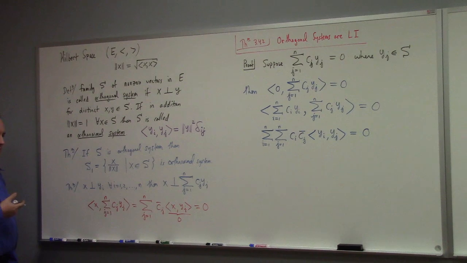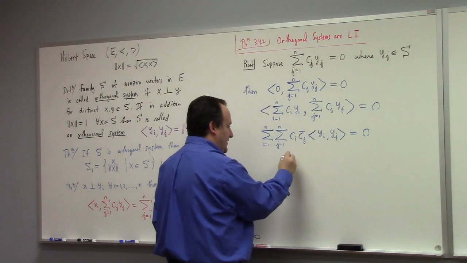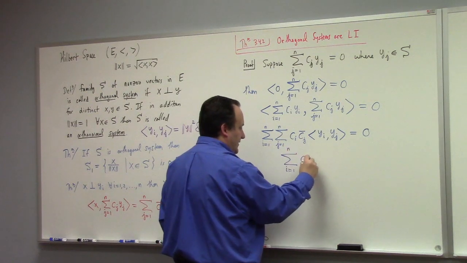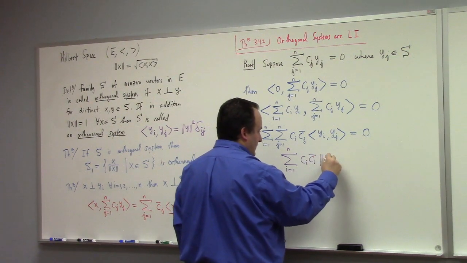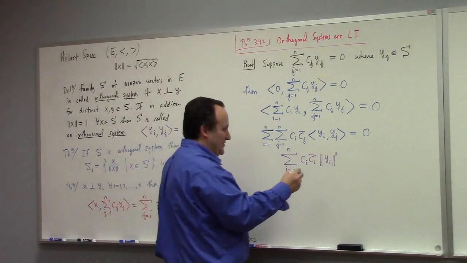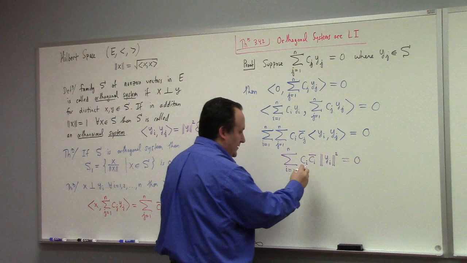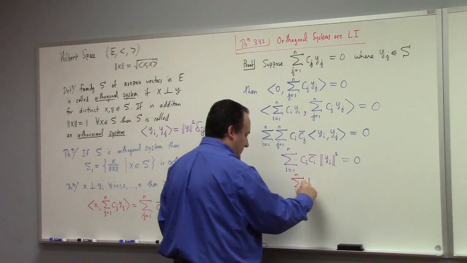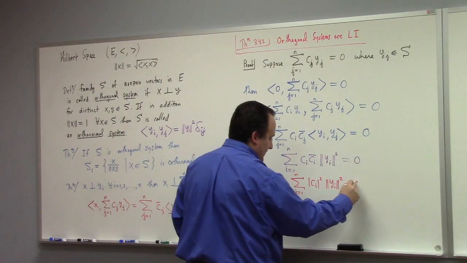And so what the Kronecker delta will do is it'll squish this sum. It'll basically put i equal to j, so we could keep the sum over i. And then we've got ci bar, and then the length of yi squared. In other words, that's the inner product of yi with yi equal to 0, yeah? We're looking at the sum i equals 1 to n of the modulus of ci squared times the length of yi squared equals 0.